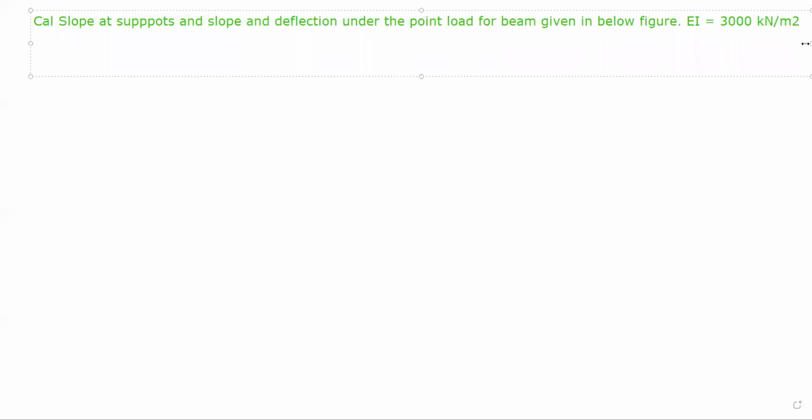Consider EI equals to 3000 kilonewton per meter square. This is exactly your data, and this is your beam.